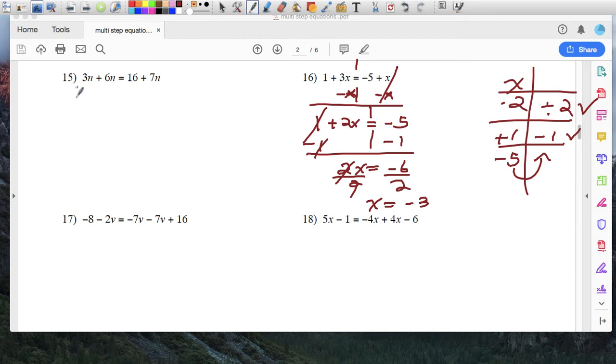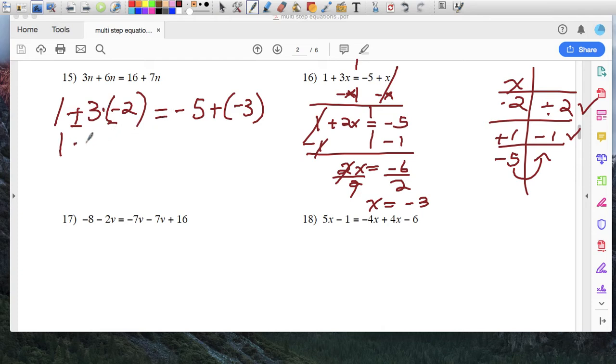Let's make sure it works out. So it's 1 plus 3 times negative 3, that should equal negative 5 plus negative 3. Right? I replace the x with negative 3. So over here, 1 stays. That's a positive times a negative. Remember, this is multiplication, so I get negative 6. On this side, negative 5 plus negative 3 is negative. Oh my God, looks like it's wrong. What did I do? Negative 5 plus negative 3 is negative 8.